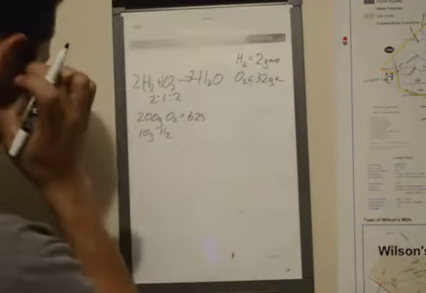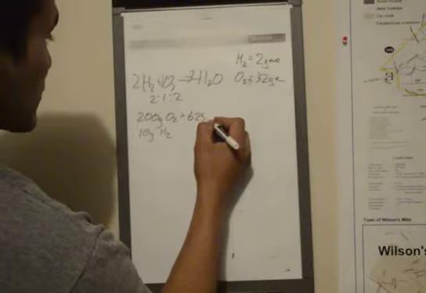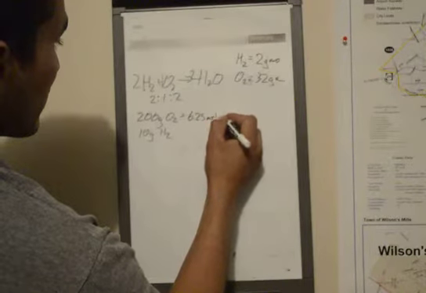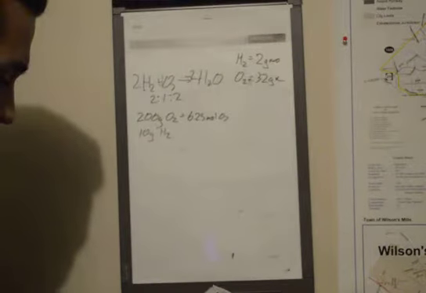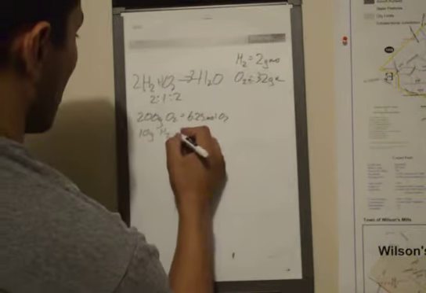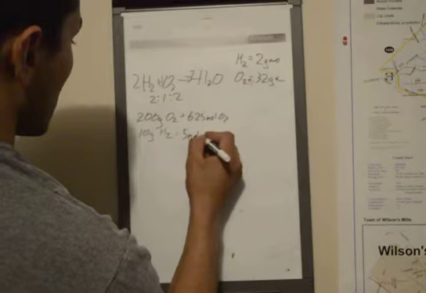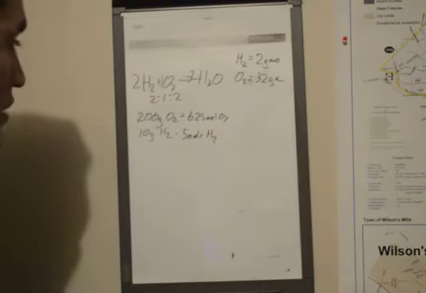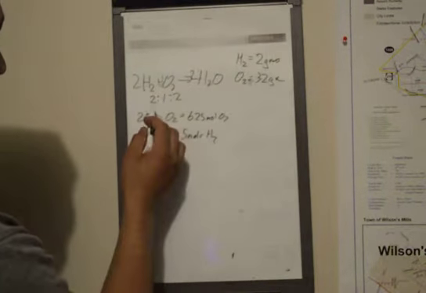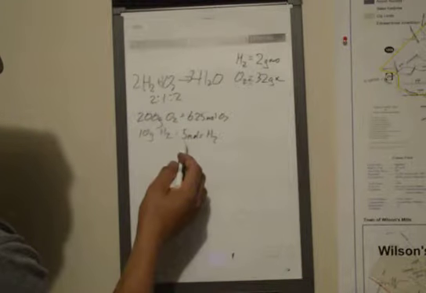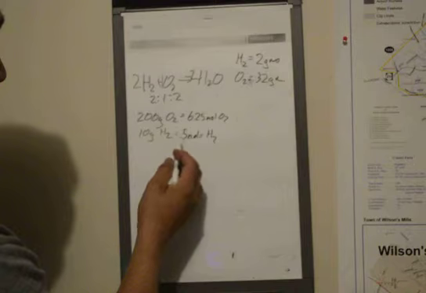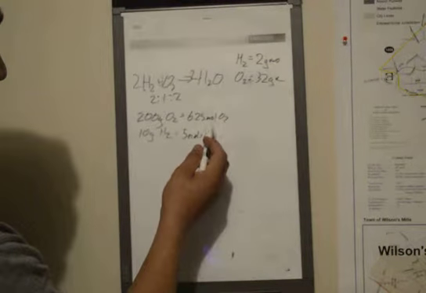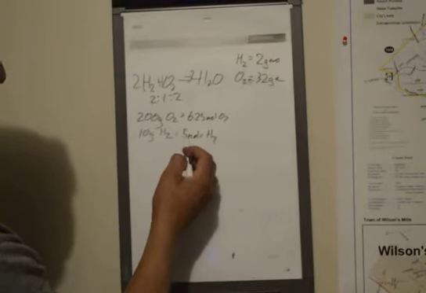6.25 moles of O2, and H2 is 10 divided by 2, which is 5. 5 moles of H2. As I said, you need 2 moles of H2 for every 1 mole of O2. So if you're going to try and use 6.25 moles of O2, you're going to need 12.5 moles of H2. So you don't have it.